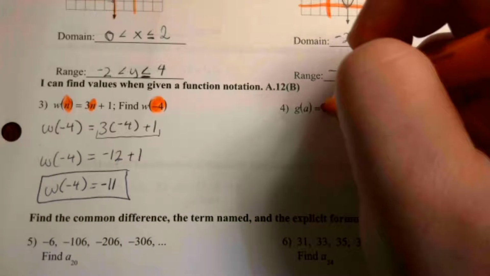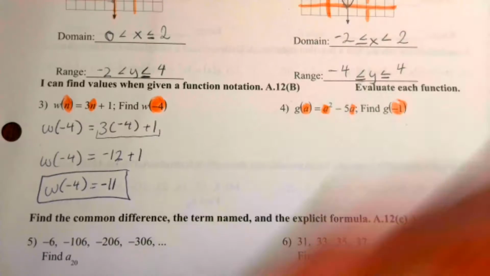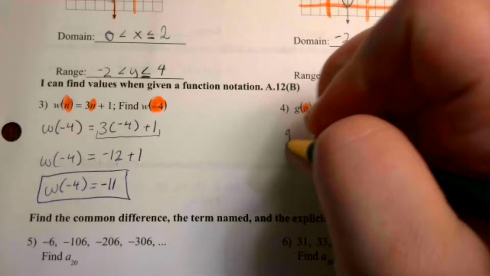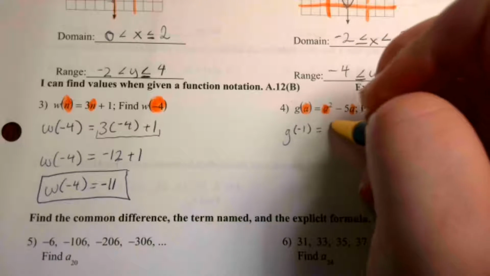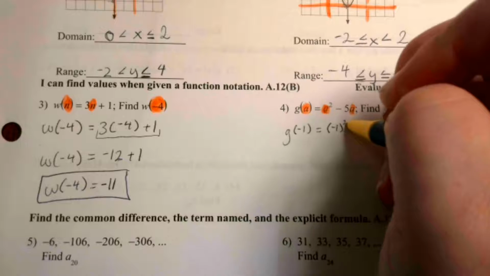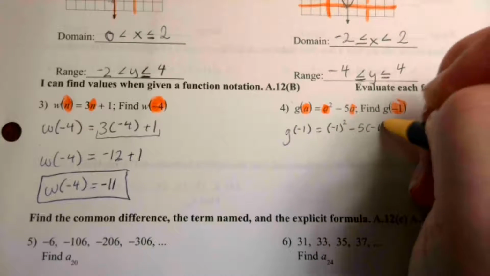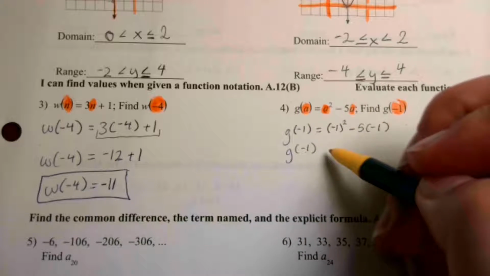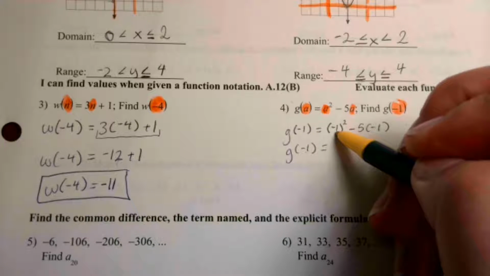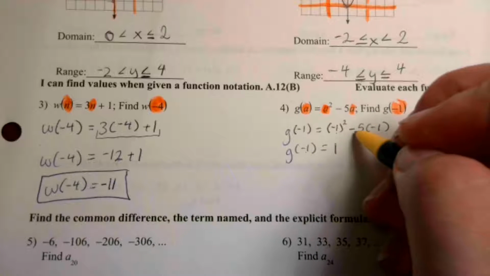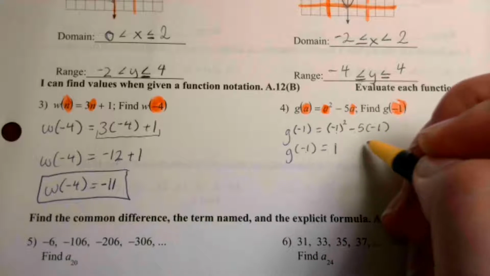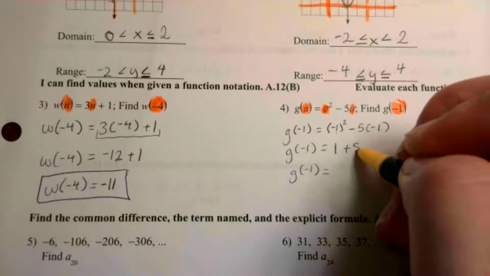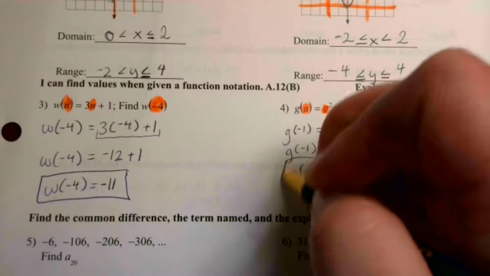-1. I'm going to replace all the a's with it. And that's really important that you put parentheses because you're going to see that the negative squared is actually going to turn into a positive. So g of -1 equals a -1 times a -1 is a +1. A -5 times a -1 is a +5. G of -1 equals 1 plus 5 is 6.